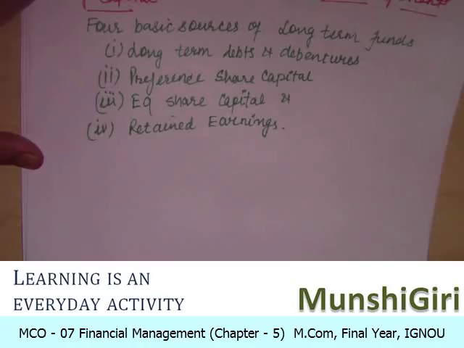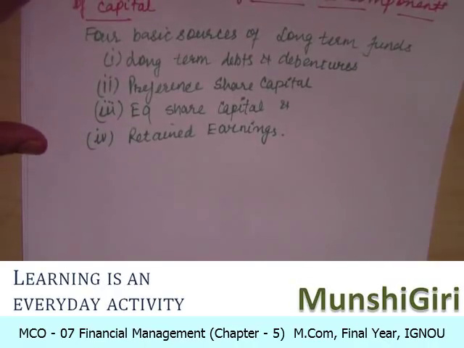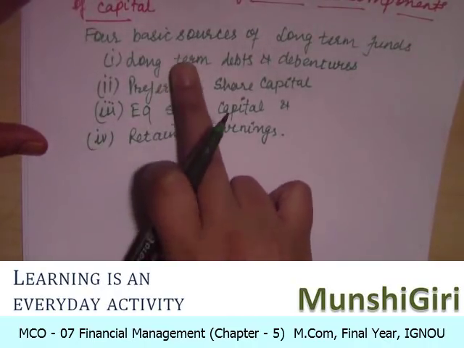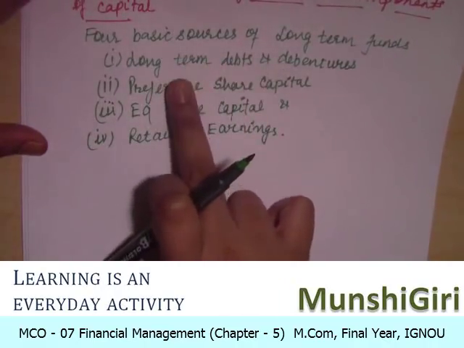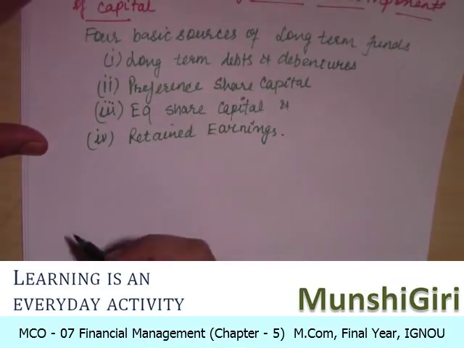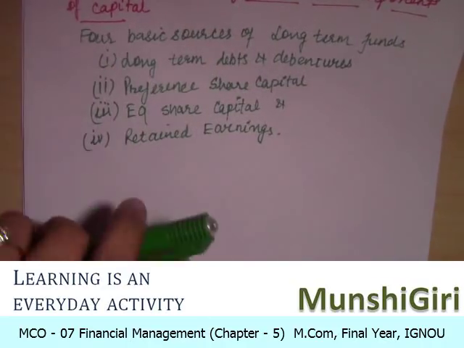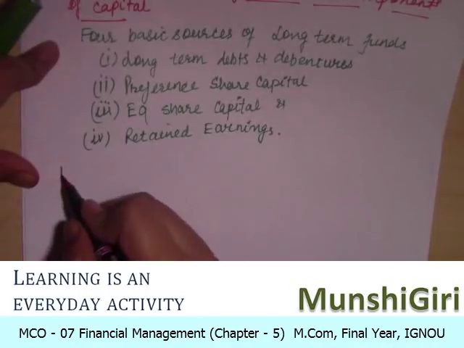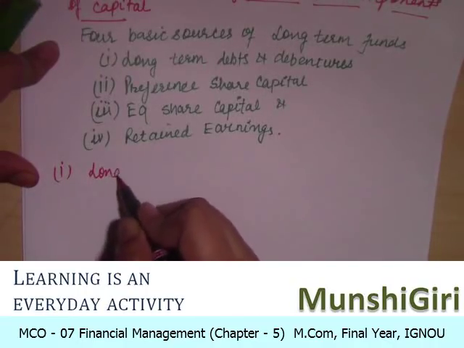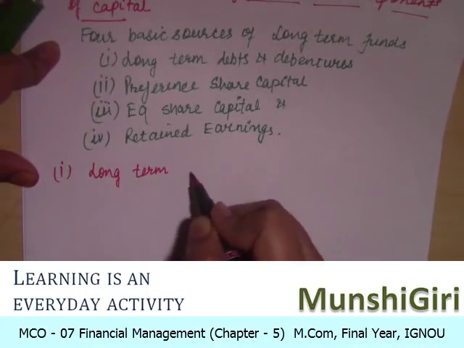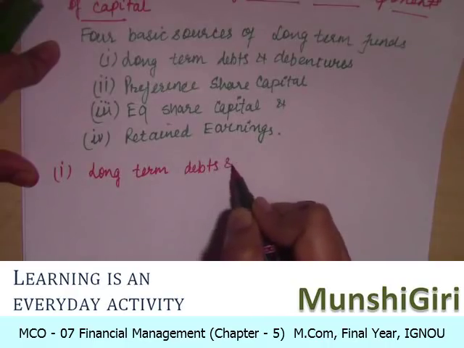Now, in order to calculate the weighted average, we should first know how to calculate the individual financing sources. Taking up the first component, first basic source of long-term fund, that is long-term debts and debentures. Let's learn to calculate its value.